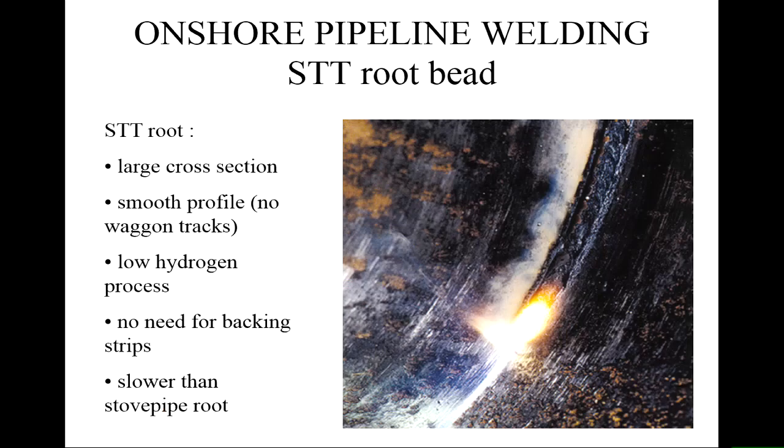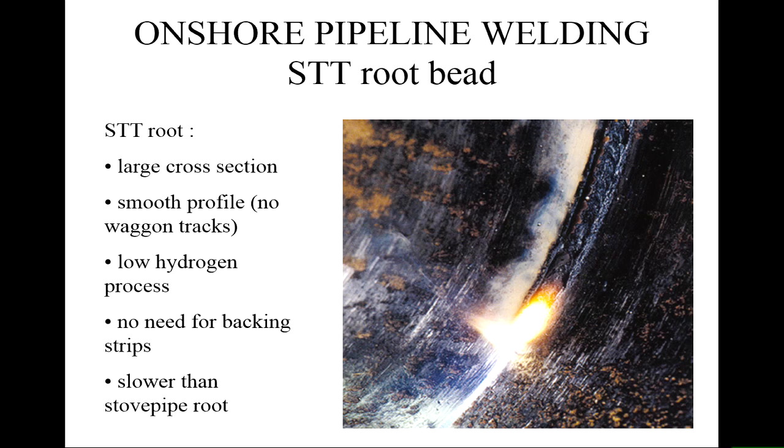And here it is actually taking place. This is the root being done by surface tension transfer. You can see the top part of the weld has been done. The bottom part is going here, and this bit is yet to be joined. On this large cross-section, you get a relatively smooth profile. There's no sort of wagon tracks that you can see. No weave is necessary to fill the gap in, because we spread out that weld metal.